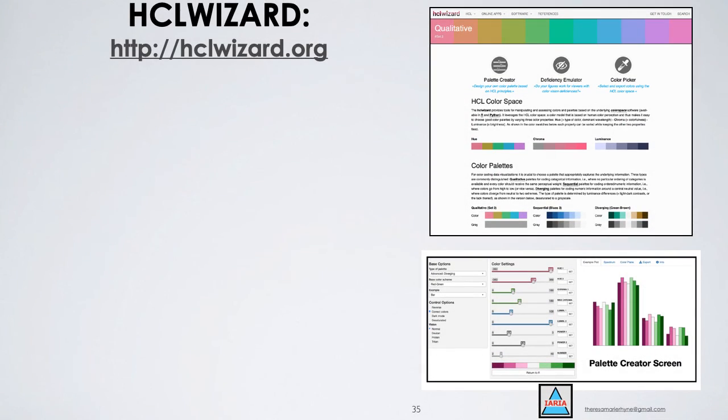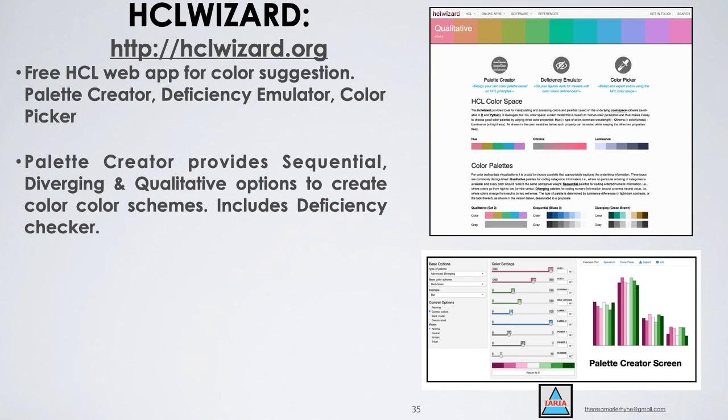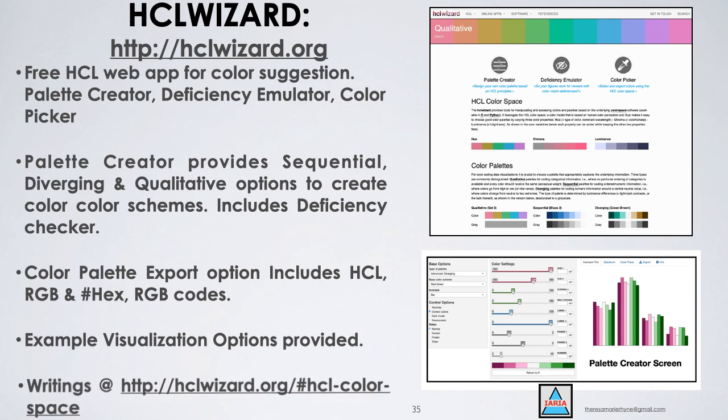So here we're going to look at HCL Wizard, which is a tool for hue chroma luminance that you can find online. And we're going to pick a color scale using that tool and see if we can get one that's a little bit like what we had earlier. So they have a palette creator tool for sequential, diverging, and qualitative. We already learned that in Color Brewer. And then you can export those color codes into hex and RGB codes. Hex, by the way, is what web codes are. And then I'm going to show you the example visualization option.